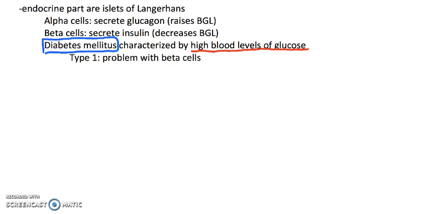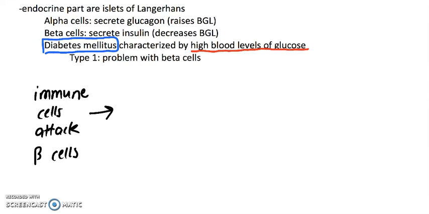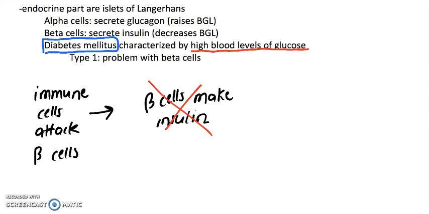And there are two types of diabetes. Type 1 is your own immune cells. So the immune cells actually attack your beta cells. So what does this mean? Our beta cells make insulin. But if these cells are going to get destroyed, what this means is we have, let's use a different color for this, a lot less insulin in our system.